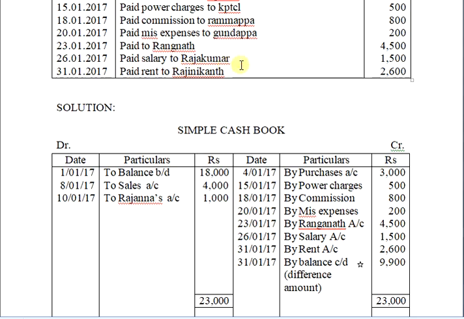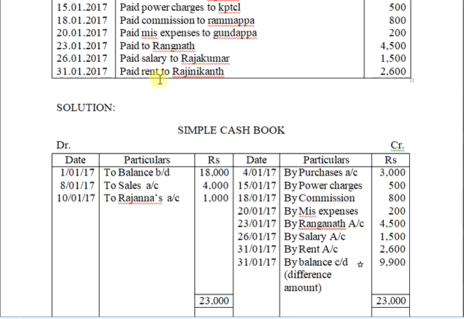26/1/2017, paid salary to Rajkumar 1500. So when we pay, we are not concerned with the person. Here we are paying the salary. When we pay the salary, what happens? Our cash balance reduces. It should be taken under which side? Credit side. 26/1/2017, by salary account 1500.